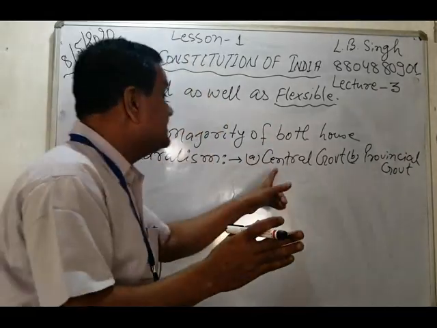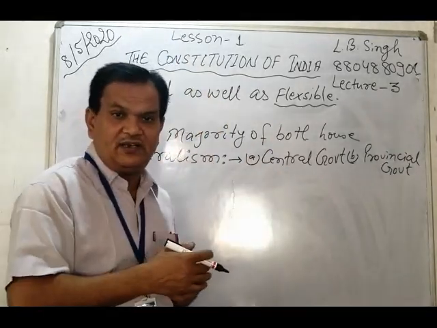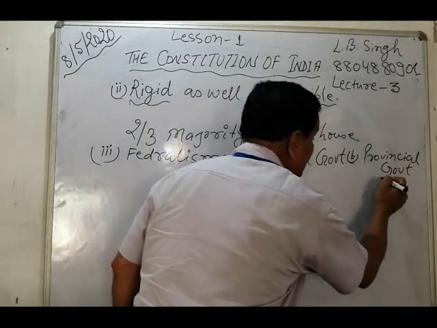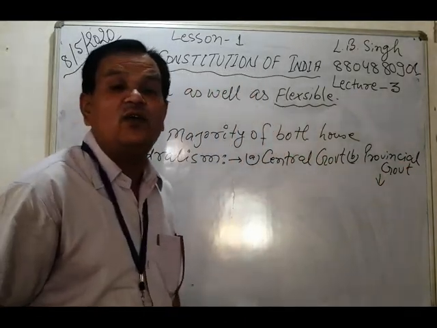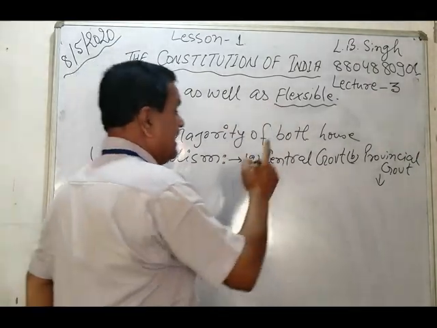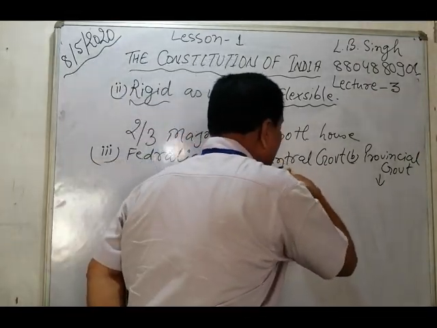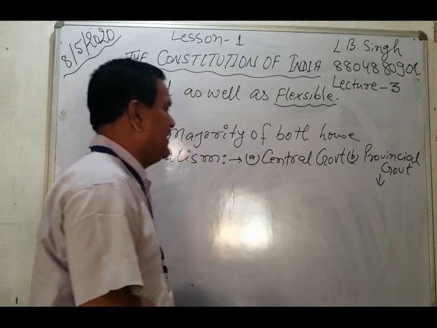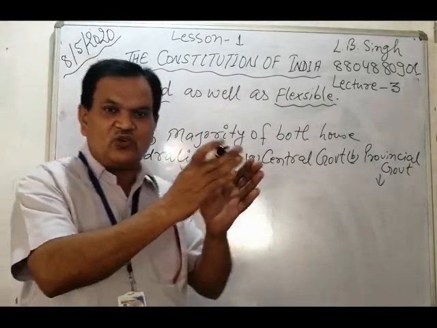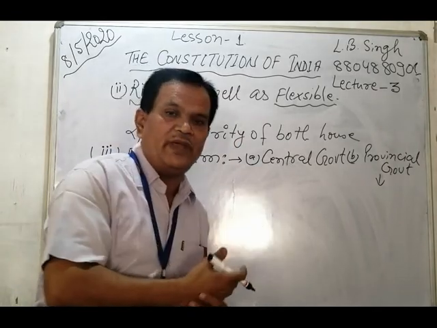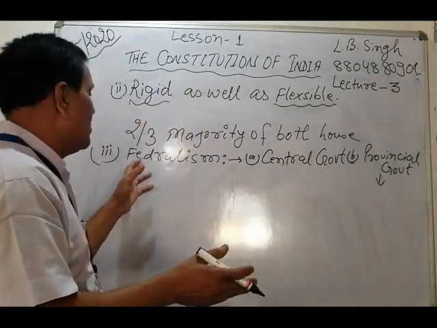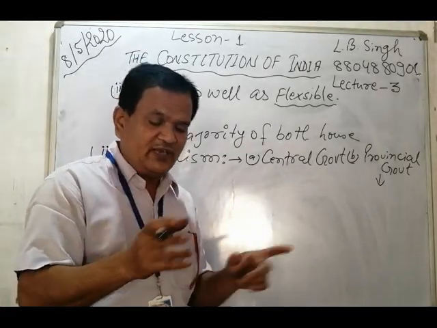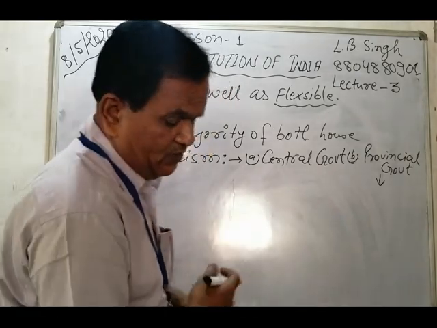That is called the central government, and provincial means the state in which you are living, that is also called the province, the provincial government. Any rules and regulations made by the central government will be followed by the provincial government, and there is good coordination between both governments. That's why India is a federal country. That means there are two governments, the central government and the state government.